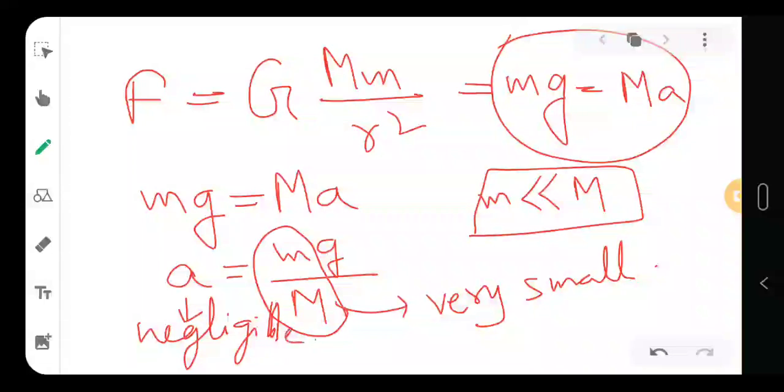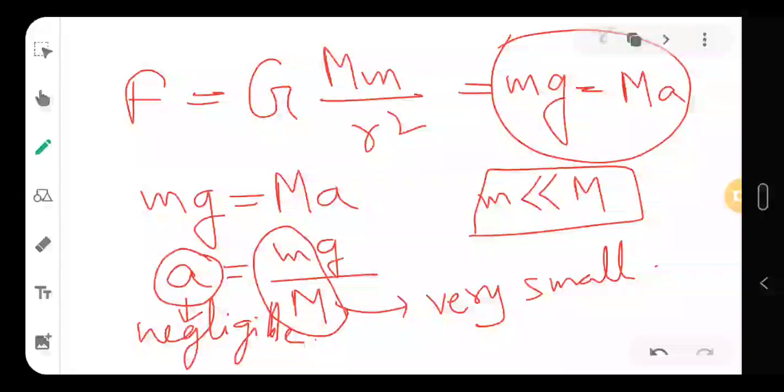So that's why if you drop a stone or something on the earth, you don't see the earth coming to the stone, rather you see that the stone is falling to the earth. Why is this happening? Because this acceleration of earth, the change in velocity of earth towards the stone, is very negligible. You will not be able to notice it. So that's why we don't see the earth coming to the stone, rather we see the stone falling to the earth.